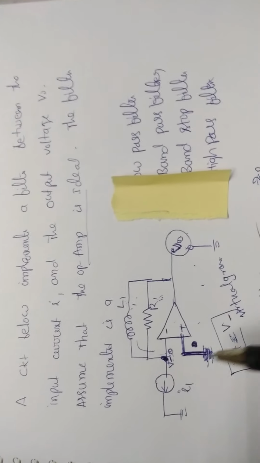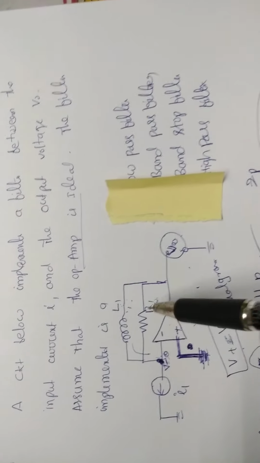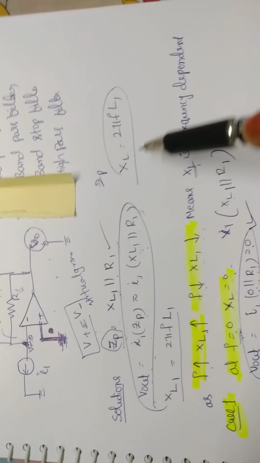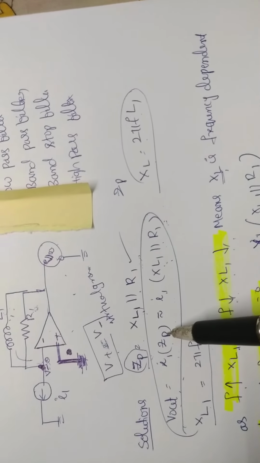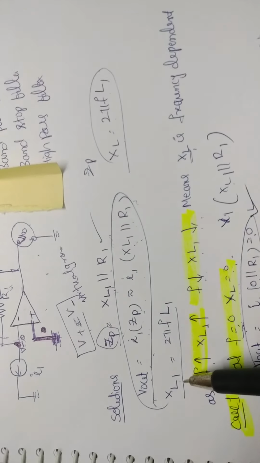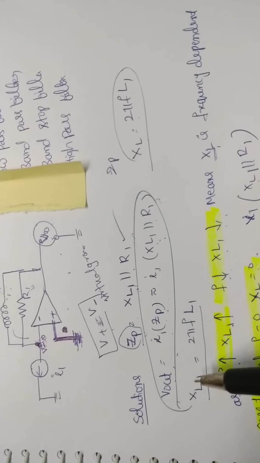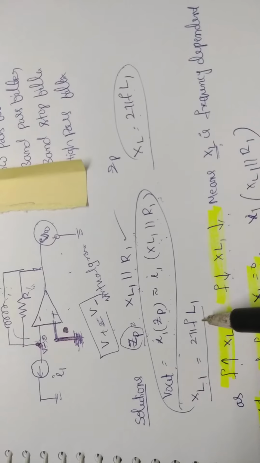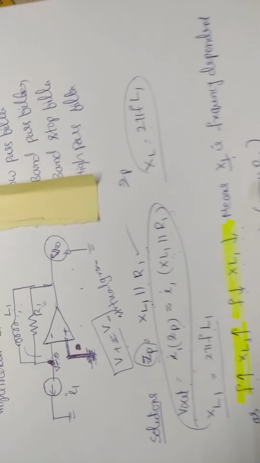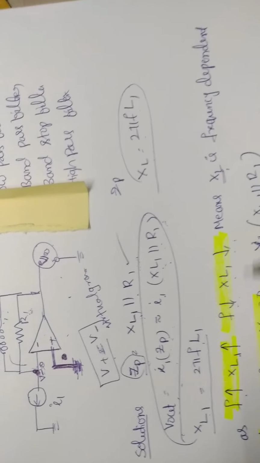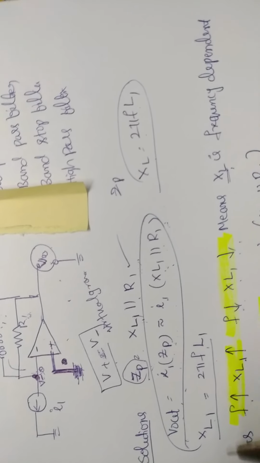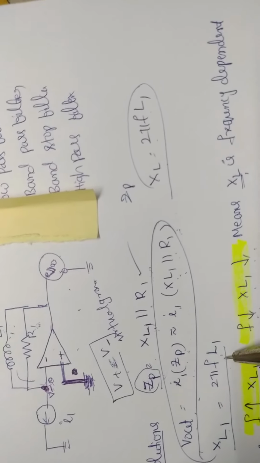From that, V out is equal to I1 into Zp. The current I is flowing into the loop, so it is I into Zp, where XL parallel with R1 is your Zp. XL is nothing but 2 pi f L. So inductive reactance is directly proportional to the frequency. XL is a frequency sensitive element, it is frequency dependent. XL increases or decreases depending on the frequency.